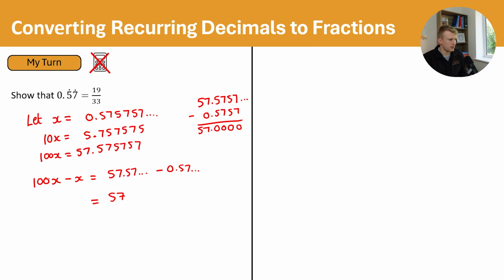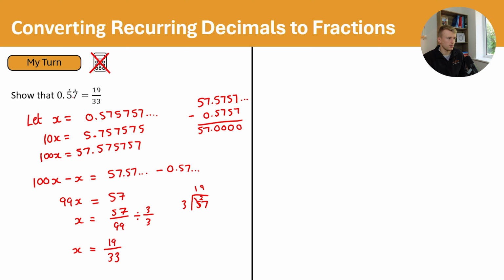On my left-hand side, 100x subtract x is going to be 99x. I'll divide both sides by 99. x is going to be equal to 57 divided by 99. And I need to show that this simplifies to 19 over 33. I need to divide by 3 on the numerator and on the denominator. I'll just check that 57 divided by 3 does indeed give me 19. 3 goes into 5 one time, 2 left over, and 3 goes into 27 9 times. What I can say is that 57 divided by 3 is 19, and I know that 99 divided by 3 is 33.